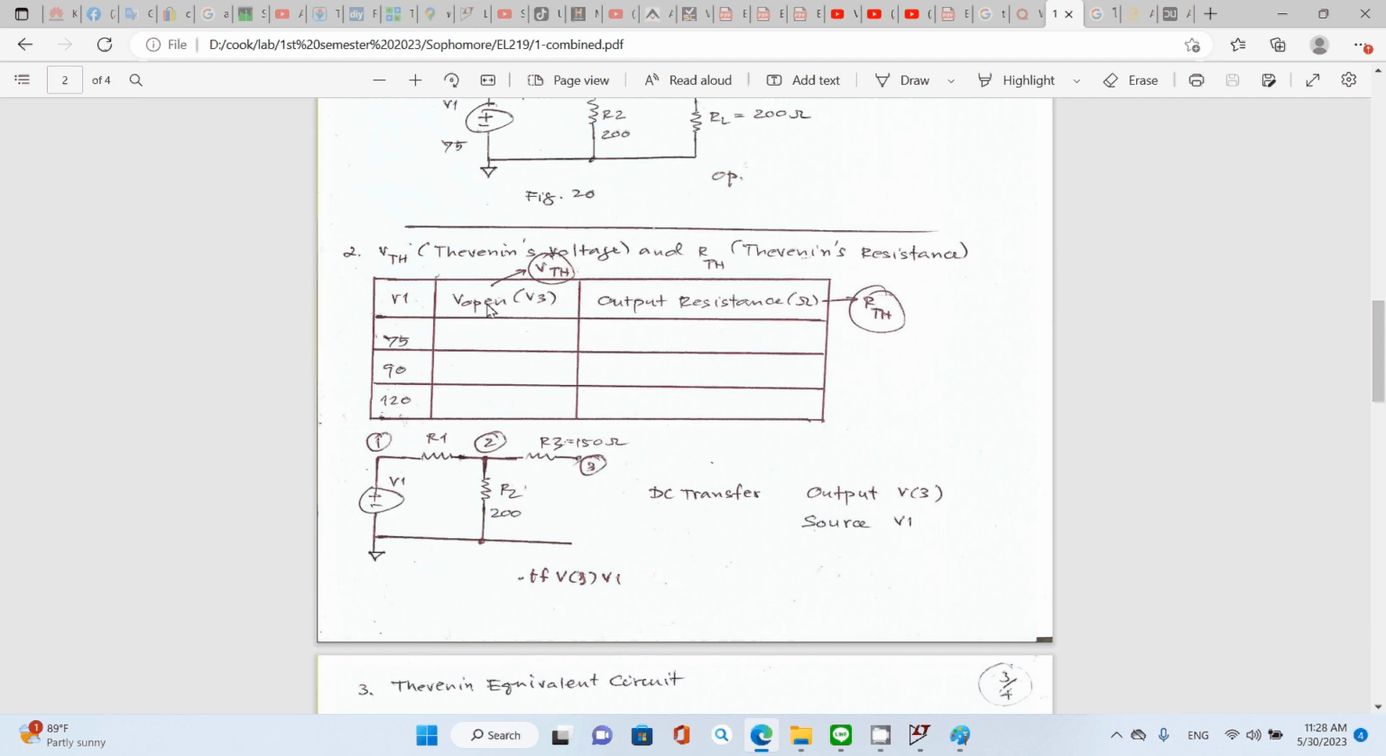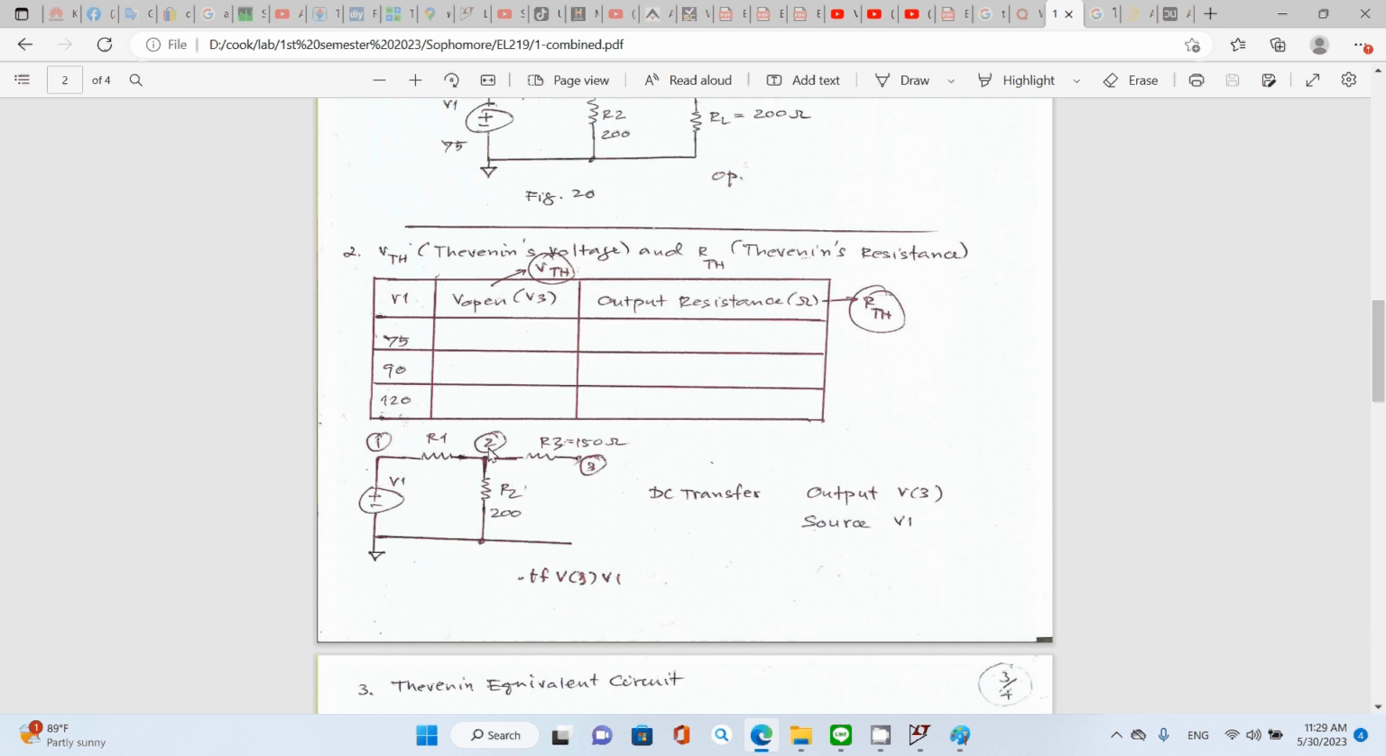VTH is simply V open. What does this mean, V open? It means that you remove your load resistor, or you remove your motor, you remove your light bulb. And what you're looking for is V open.